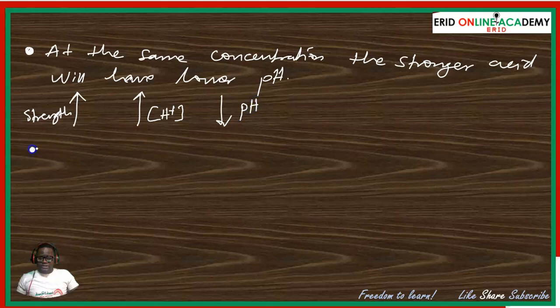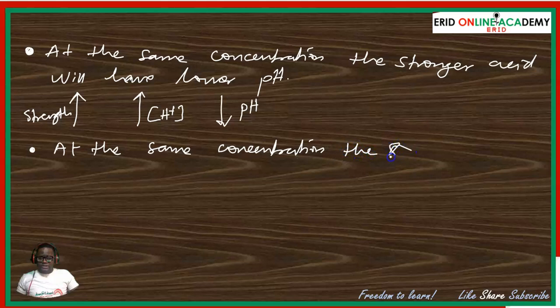So another valid point, at the same concentration, the stronger acid will be the better conductor of electricity. So we can do vice versa. The stronger acid will be the better conductor of electricity.